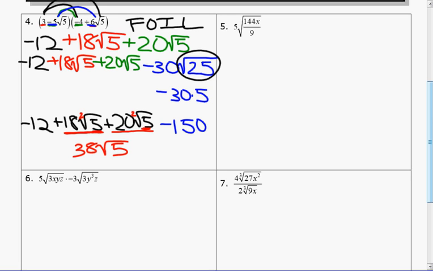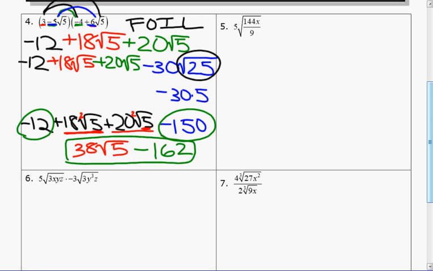And then, do you see any other like terms? This negative 150 and this negative 12. So we combine those and we end up with negative 162. Then our final answer is this: 38 square root of 5 minus 162.